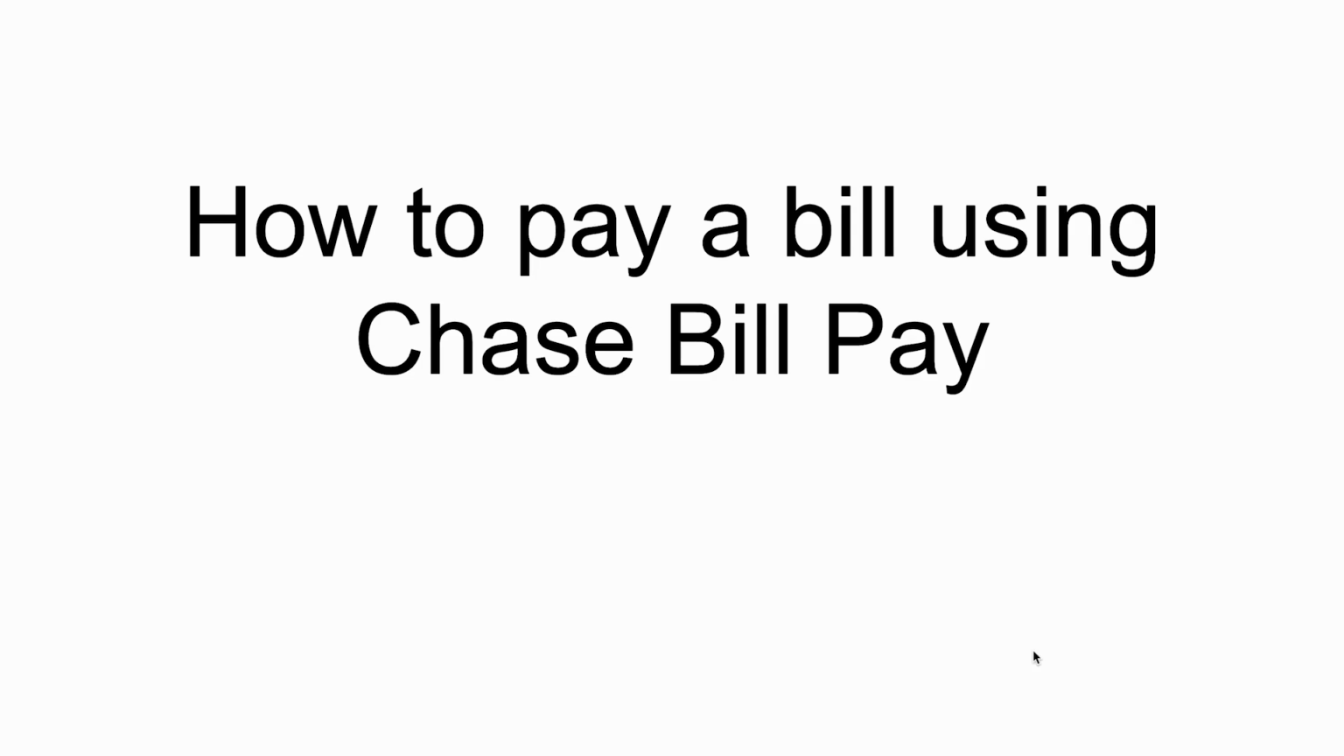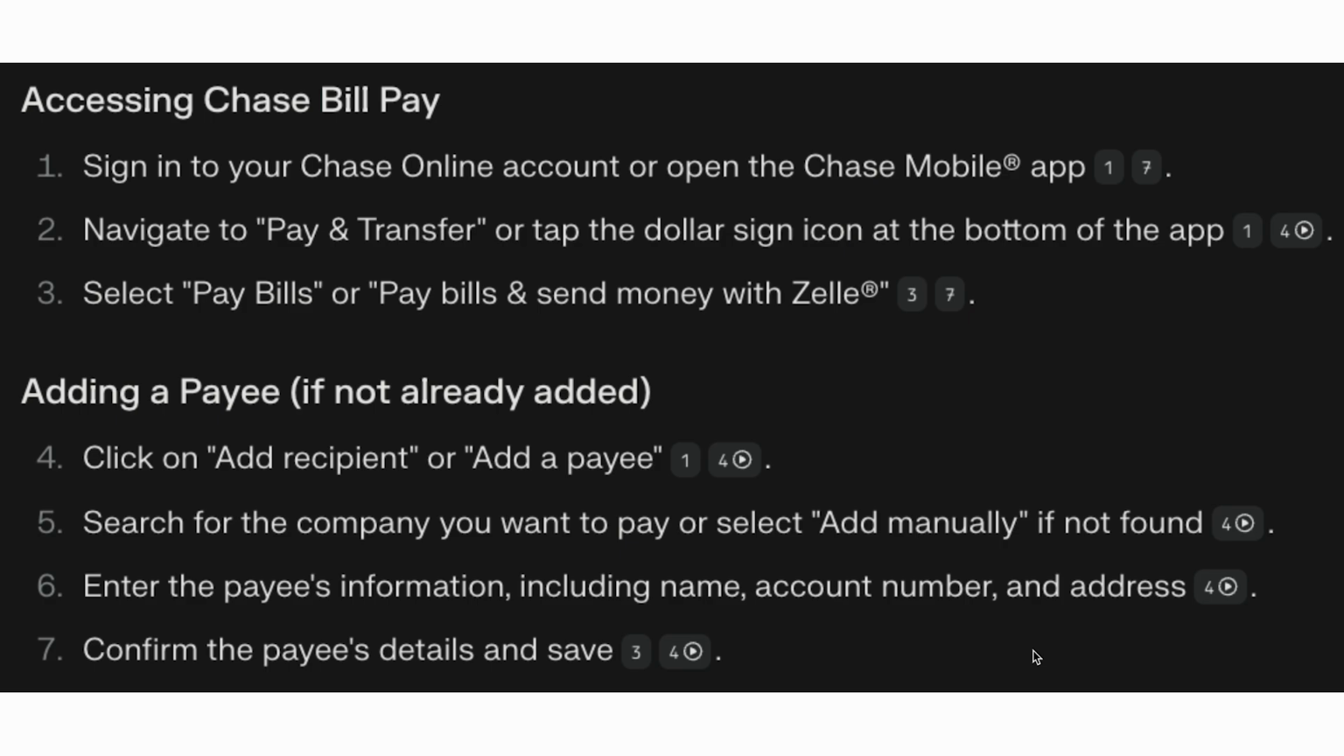In today's video, I'm going to be showing you guys how to pay a bill using Chase Bill Pay. To access Chase Bill Pay, sign in on your Chase Online account or open the Chase mobile app, navigate to Pay and Transfer, or tap the $ sign at the bottom of the app. Select Pay Bills or Pay Bills and send money with Zelle.